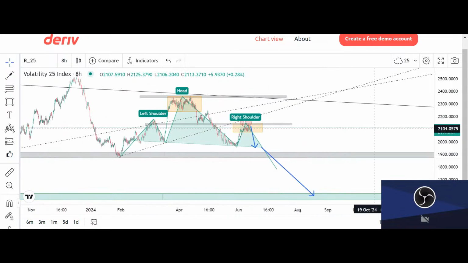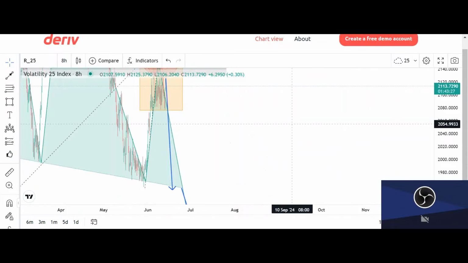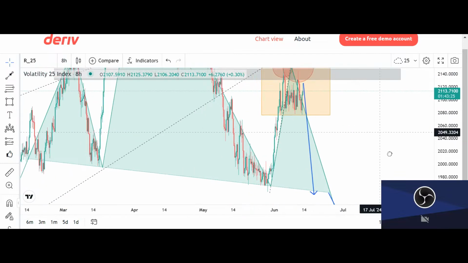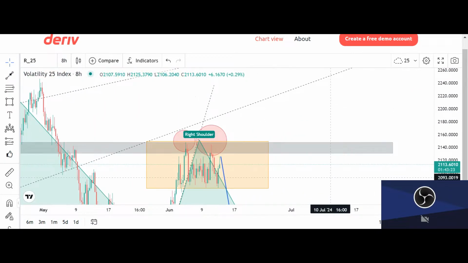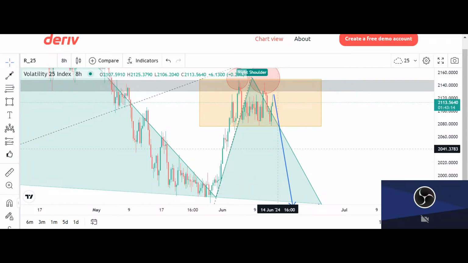So the wait for us will be the formation of an actual break of the neck region here. We have a neck region that is yet to be broken, which is this level. If we break this level, that automatically confirms our double top, so we go for a sell down. Take profit here will be double top.